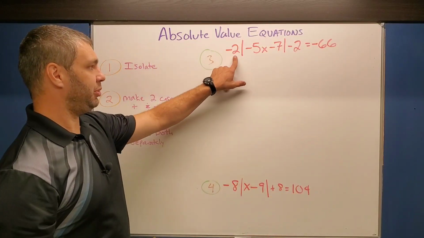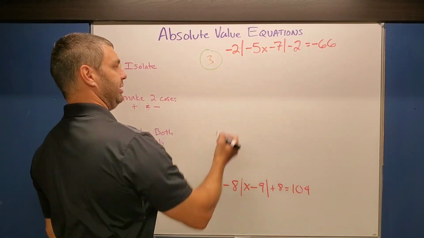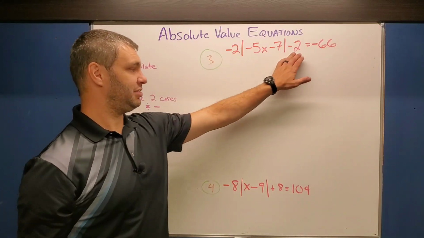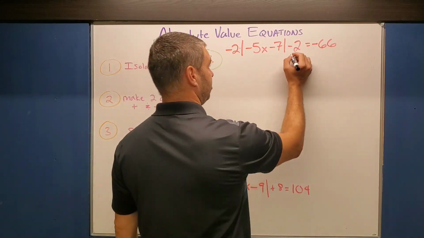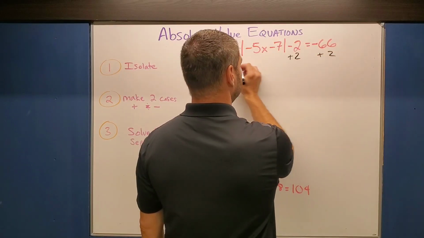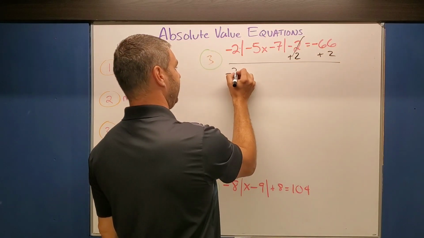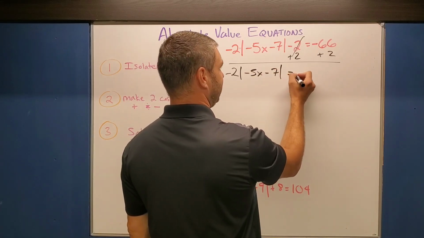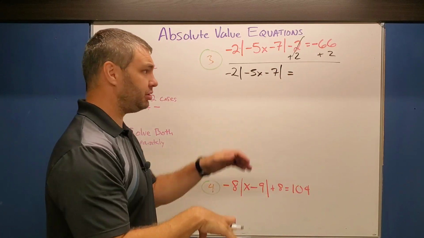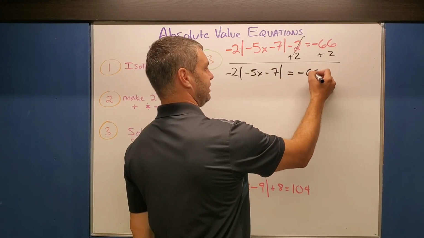Now, this one's being multiplied, right? Since it's right next to the absolute value bars, this one is subtraction. When we undo things, we have to move that subtraction first. So I'm going to add 2 to both sides here. And that's going to give me negative 2 times the absolute value of negative 5x minus 7 equals negative 66 plus 2, which gets me back to negative 64.